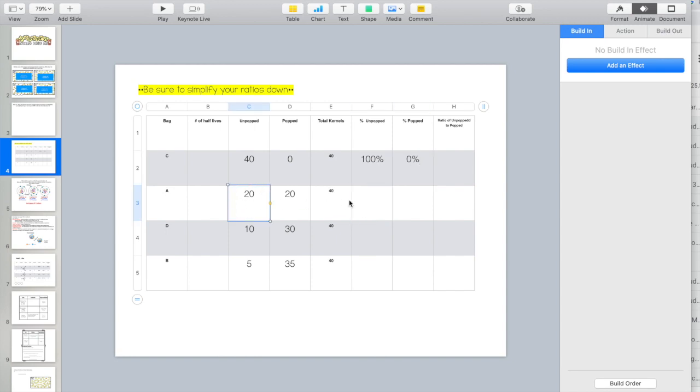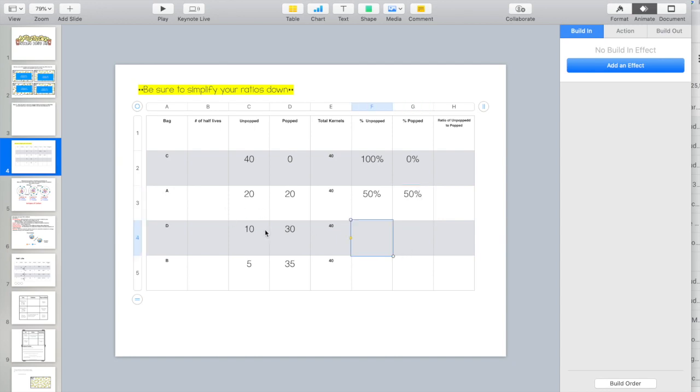Unpopped is 20 out of 40. If you simplify 20 out of 40 down, you should get 50%. Because they have to equal 100, you have 50 here. You know you have to have 50 here, so it adds up to 100.